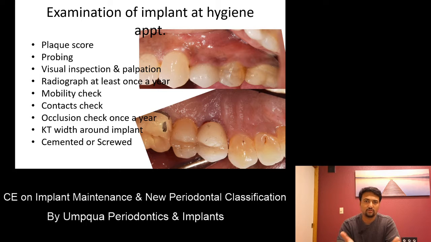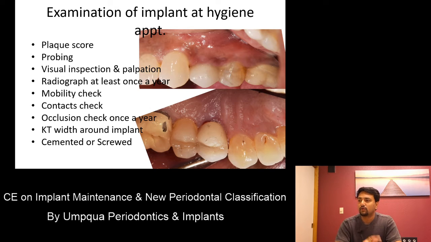Again, as hygienists, you do floss around every tooth and show the patient how to floss. So using the floss to check the contacts is also important. If the contacts are too tight and the patient can't floss around the implant crown, then that's where you want to bring that to the attention of the dentist and have them teach the patient how to get around it or use other aids to clean around the implant.